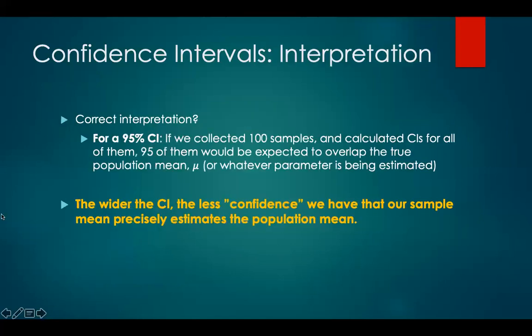Now, how do we interpret a confidence interval? Well, the correct interpretation is, for a 95% confidence interval, if we collected 100 samples and calculated confidence intervals for all of them, 95% of them, or rather 95 of them, would be expected to overlap the true population mean, mu, or whatever parameter is being estimated, whether it be a mean or a standard deviation or an effect size. Now, another way to interpret it is the wider the confidence interval, the less confidence we have that our sample mean precisely estimates the population mean.